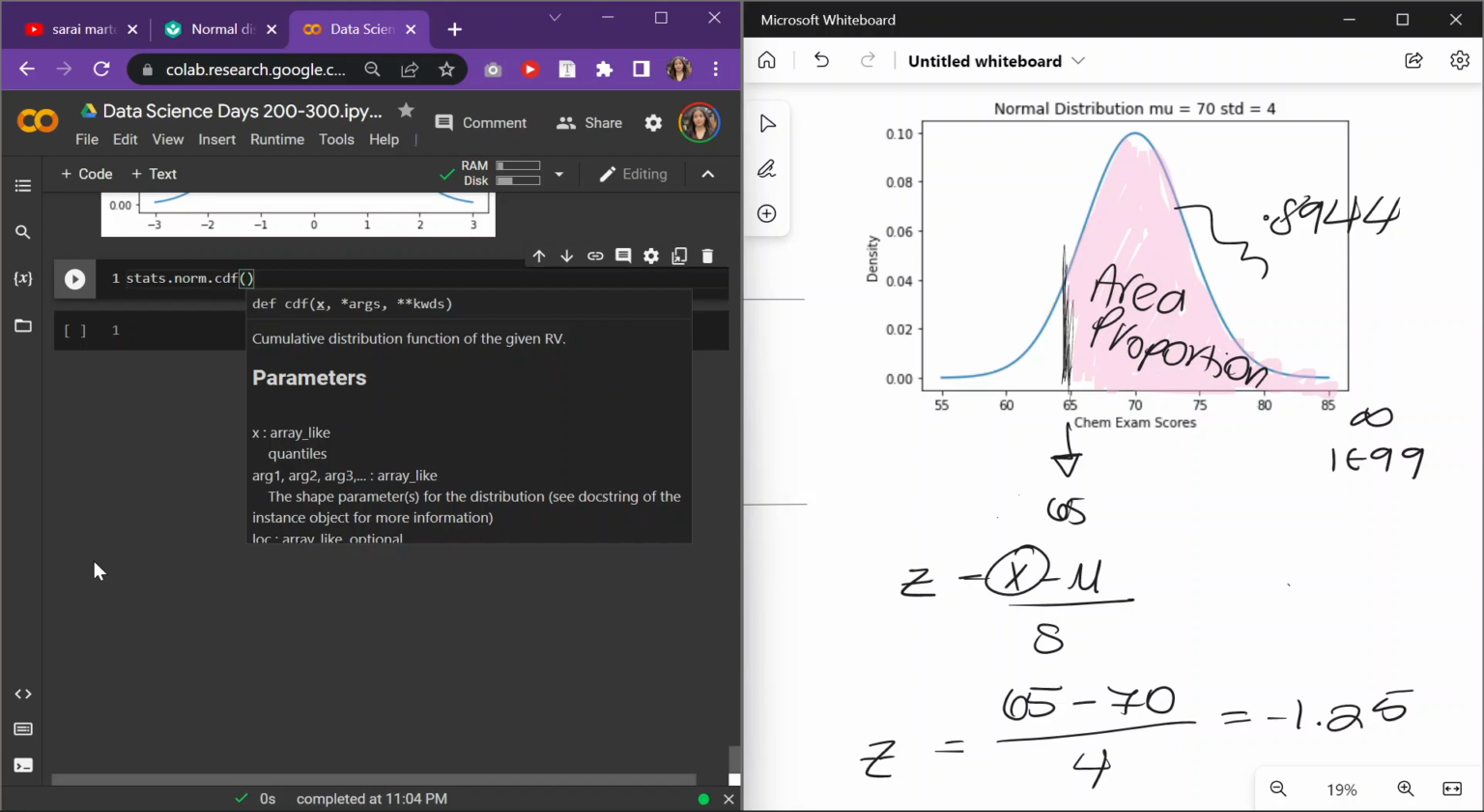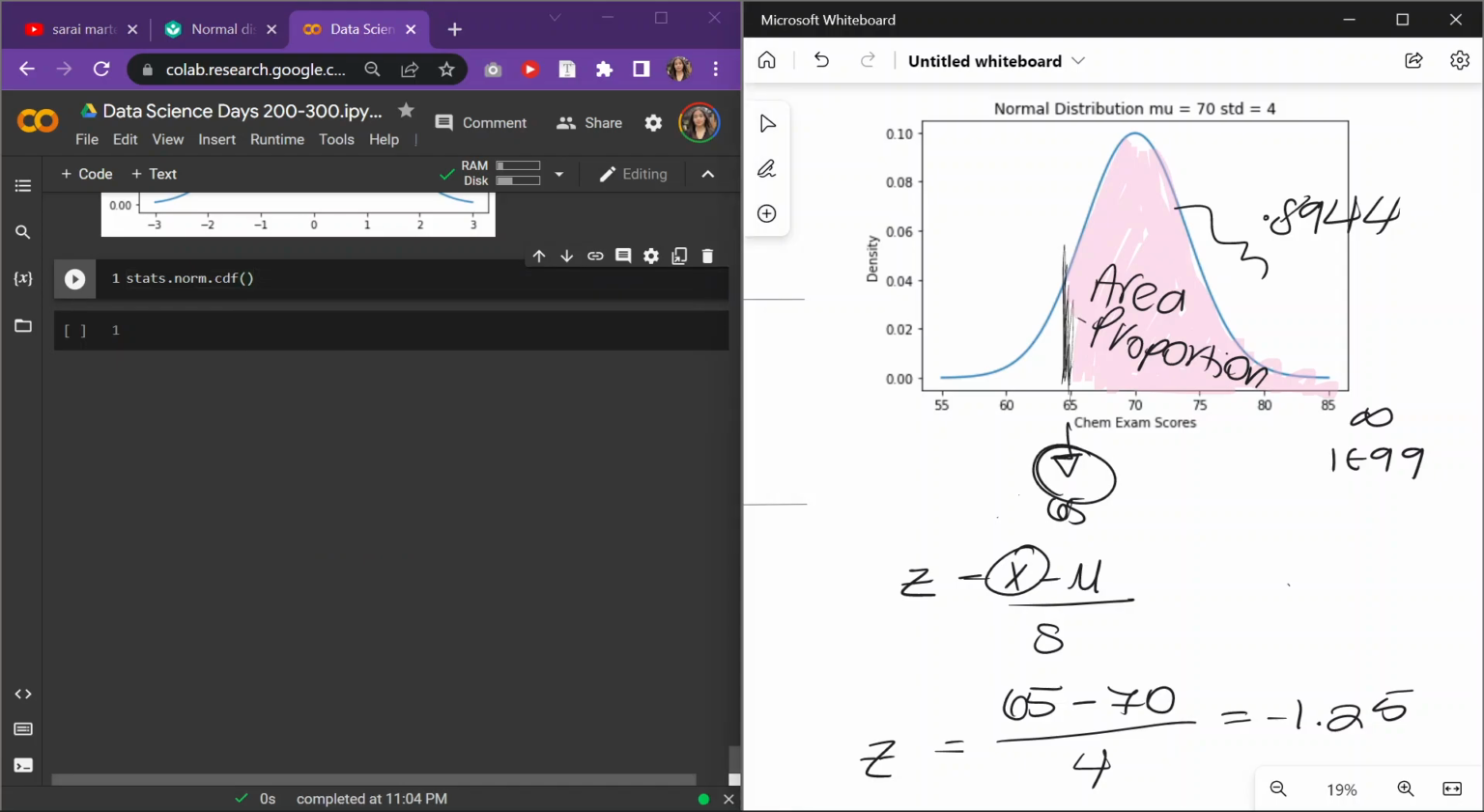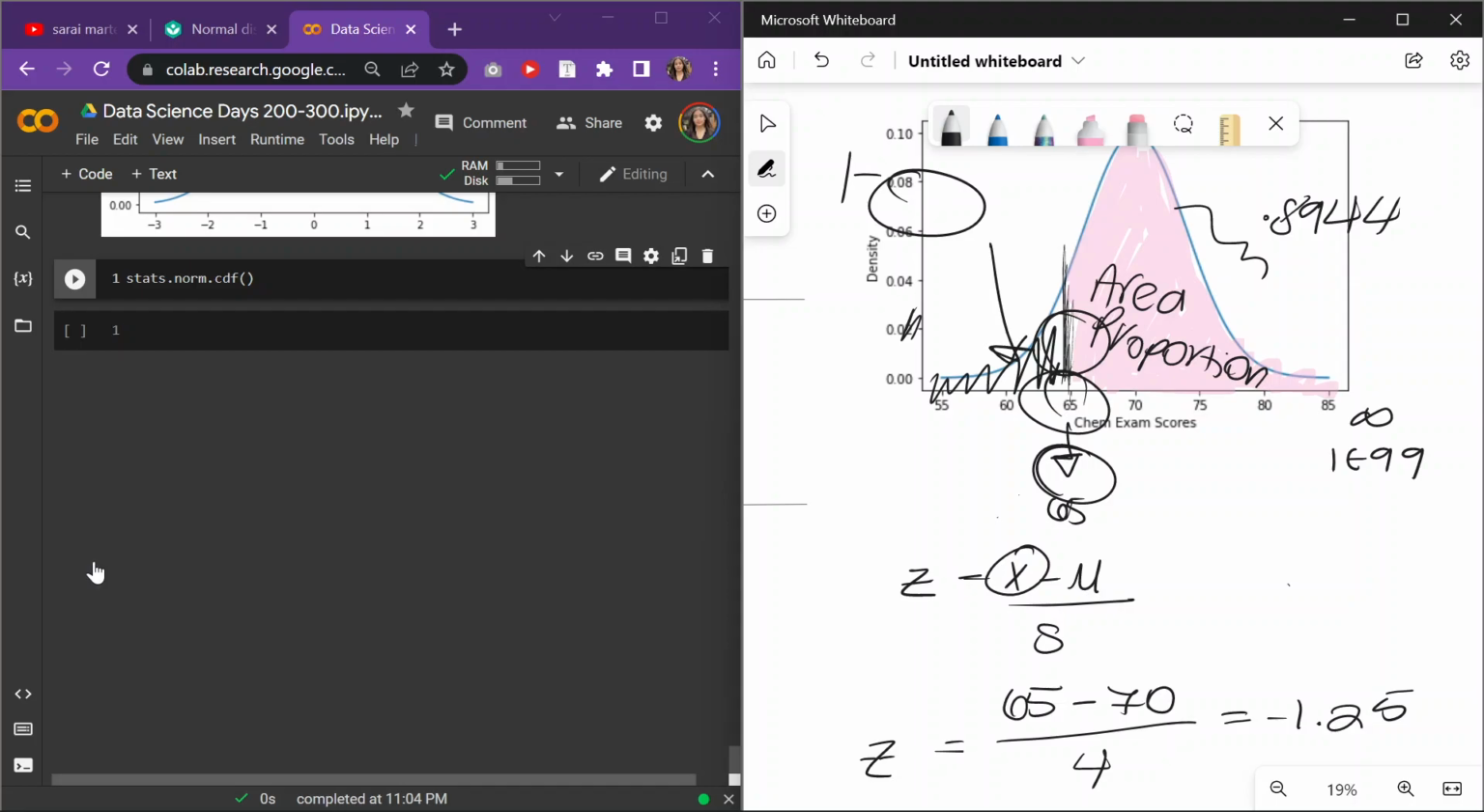Well, you just do 1 minus whatever you get for CDF, because no matter what you put in, if you put in 65, you're always going to get the area over here. And if you just do 1 minus this area, you're going to get this pink area over here, right? Because you're just doing the opposite, 1 minus, right? So let me delete all of that.